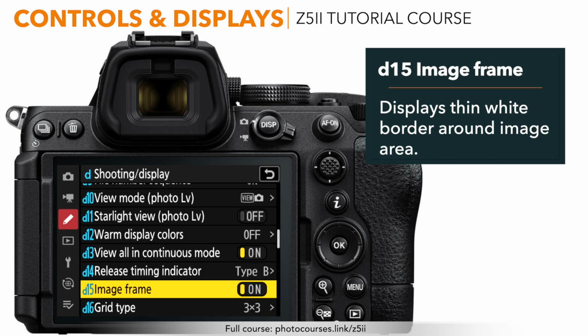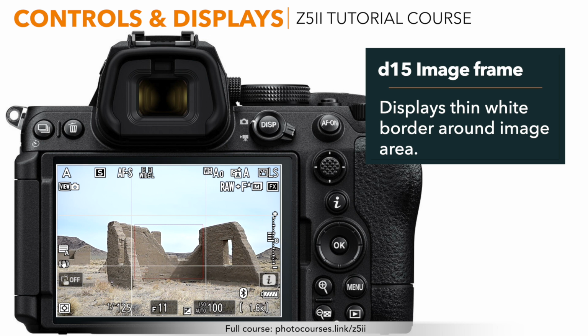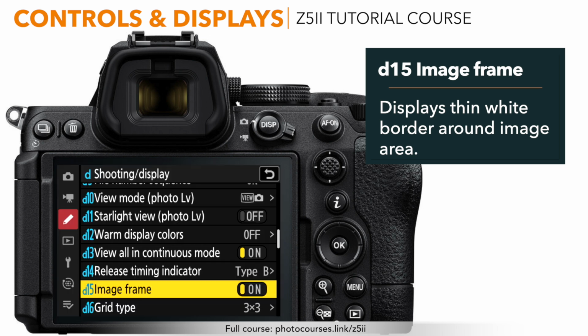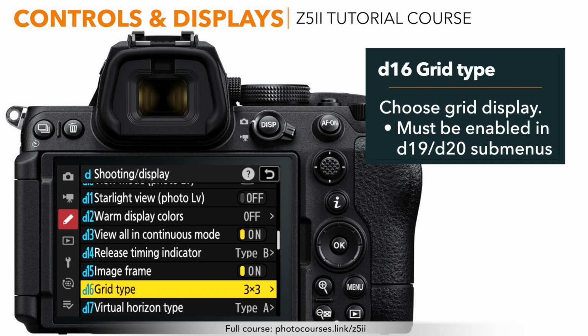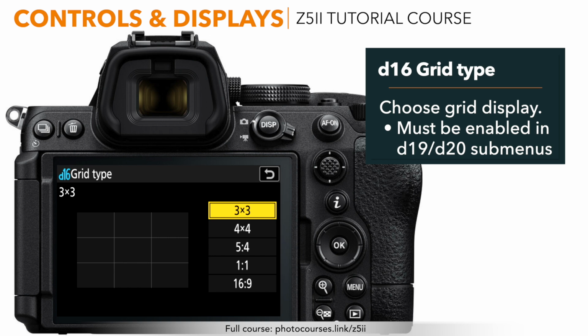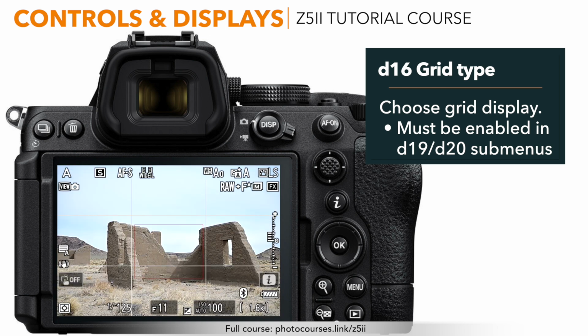D15 image frame, if enabled, will give you a very thin white border around your image in both the monitor and the viewfinder. You can disable it if you want to, but I find this helps frame the image, as the name implies. In D16 grid type, you can choose the type of grid overlay that you'll have on your screen if that is enabled in the D19 and D20 shooting display customization menus, and we'll look at that in just a minute. There are 5 options here. You can see examples of what they all are as you select them. The 3x3 rule of thirds is probably the most popular and my preference.